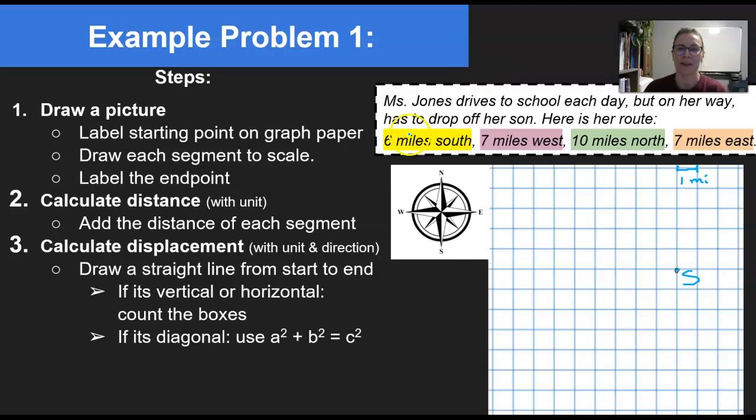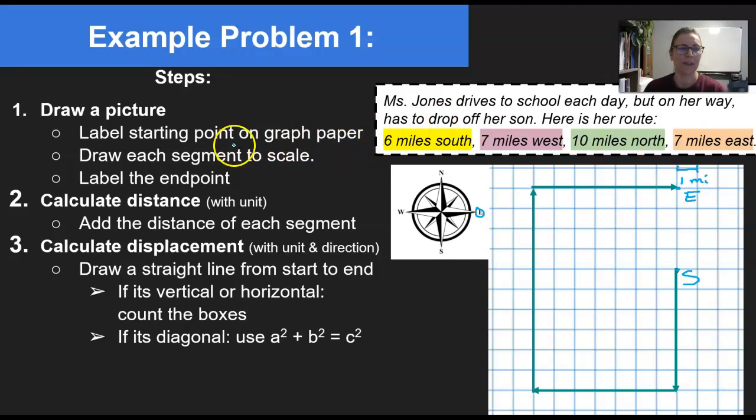The first segment is 6 miles south. So that's going to be an arrow that goes 6 blocks down. The next one is 7 miles west. So that's going to be over 7 to the left. 10 miles north, which is going to be up 10. And then 7 miles east. East is to the right. So it's going to be 7 to the right. Now I need to label my ending spot. So I have all 4 of these. Now this is going to be my ending spot, so I'll just label it with E.